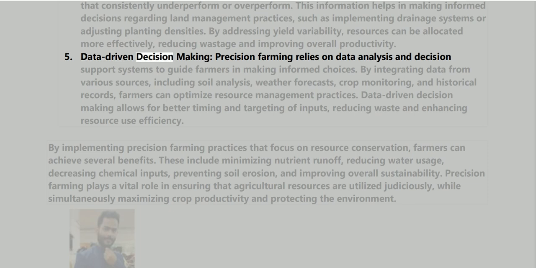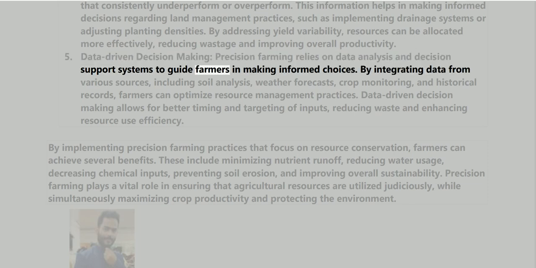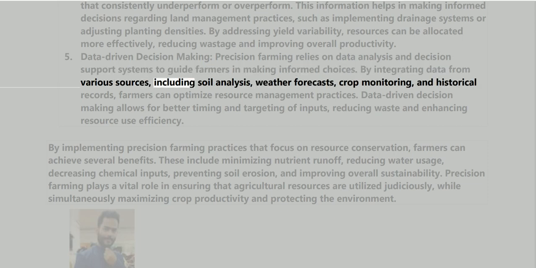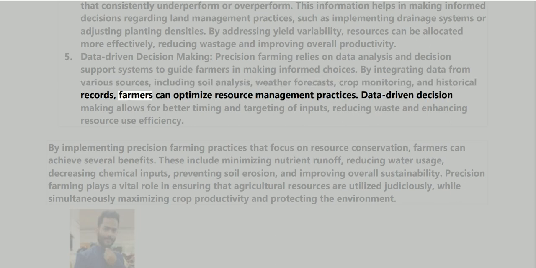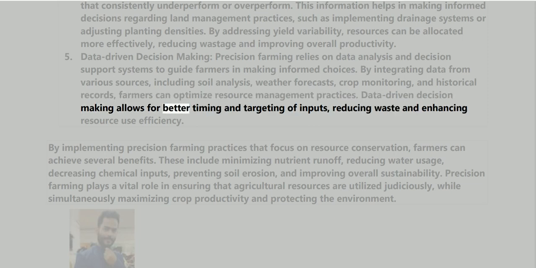5. Data-driven decision-making. Precision farming relies on data analysis and decision support systems to guide farmers in making informed choices. By integrating data from various sources, including soil analysis, weather forecasts, crop monitoring, and historical records, farmers can optimize resource management practices. Data-driven decision-making allows for better timing and targeting of inputs, reducing waste and enhancing resource use efficiency.